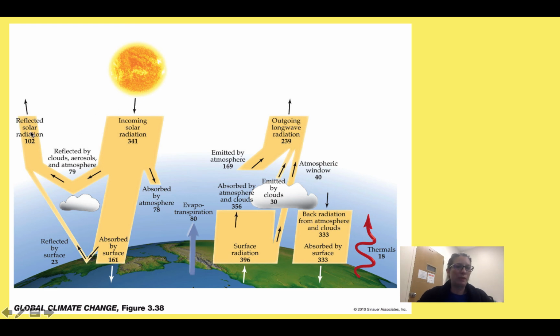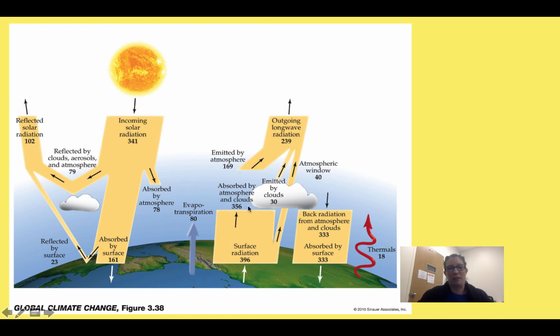Here's kind of a nice little depiction of that, right? So this is reflected solar radiation. It's going to have 102 watts per meter squared, right? They're reflected by clouds and aerosols in the atmosphere. This is incoming solar radiation. 161 of that is going to be actually absorbed by the surface, but 23 of them will be reflected off of the surface, right?